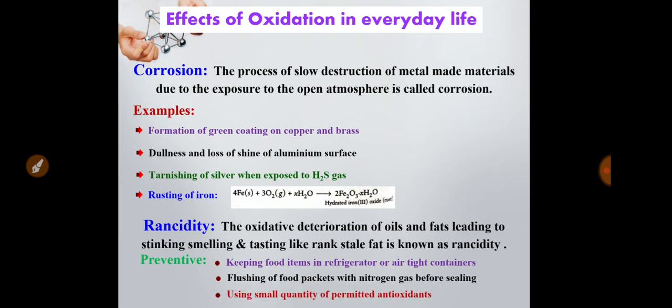And the third and most important is using antioxidants, because the procedure is oxidation by air, that means oxygen and moisture present in the air will react. So if you use synthetic antioxidants, materials which will not allow the oxygen and moisture present in air to come in contact with the food items, it will remain the same and will not be affected. So in this way we can prevent rancidity.